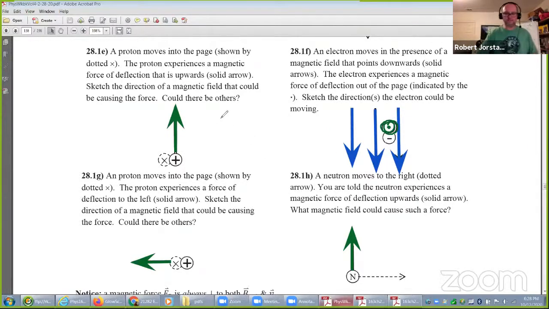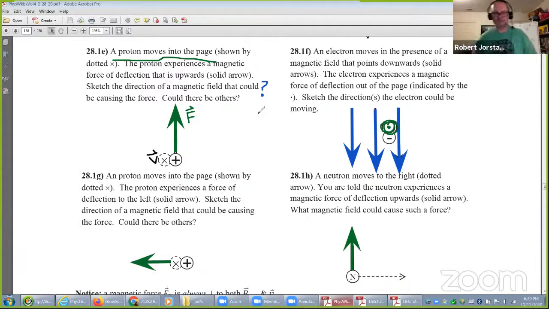Okay, so let's maybe talk about this one now. I tried to color code this a little bit. So we say a proton moves into the page. That's telling me this is the velocity vector. It has a magnetic force upwards, like this. Now I'm asking, where is the magnetic field? What are your thoughts? Just give me some thoughts here.